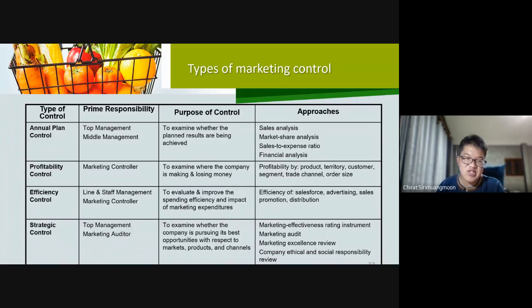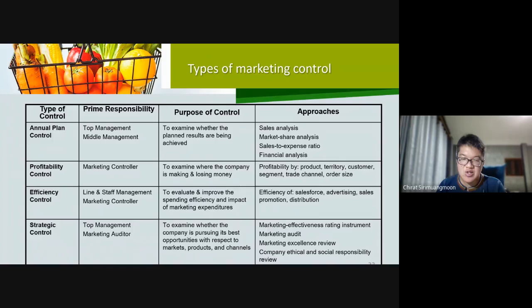Third one, efficiency control. Efficiency control focuses on line and staff management or marketing managers. They control efficiency by evaluating and improving the spending efficiency and impact of the marketing expenditures. Think about sales force, advertising, sales promotion, and distribution. So this is efficiency control.